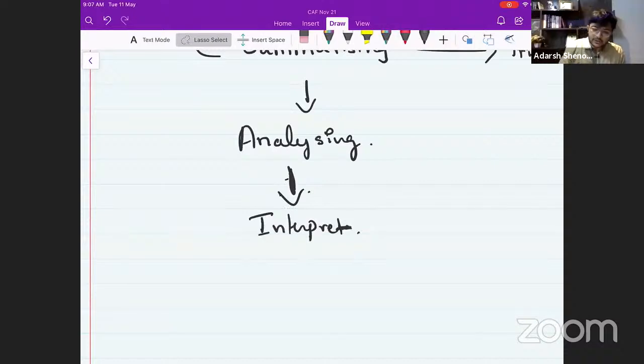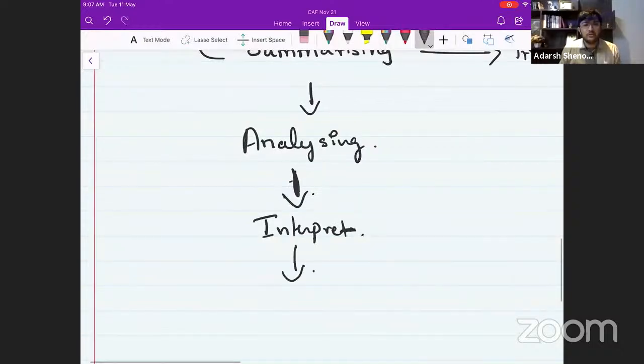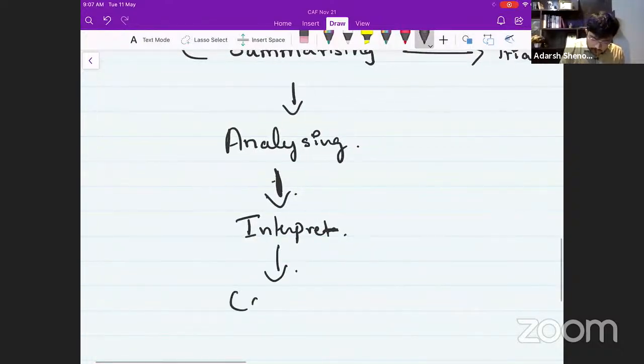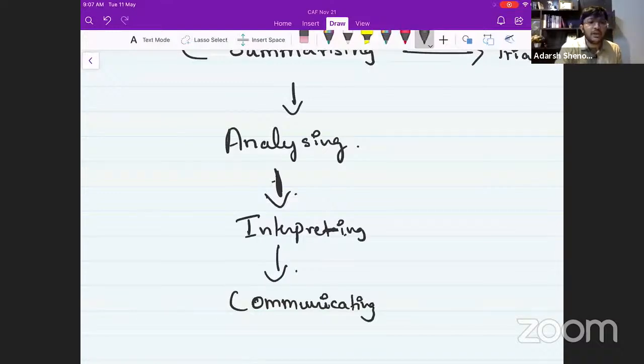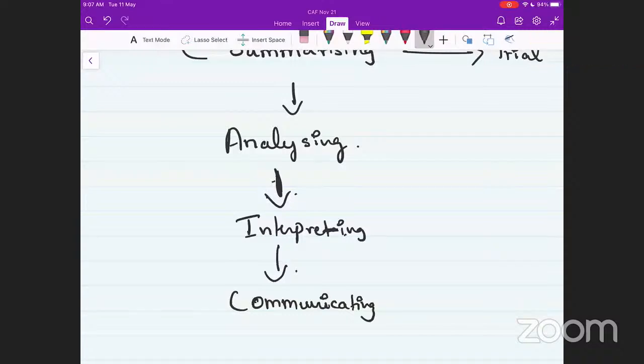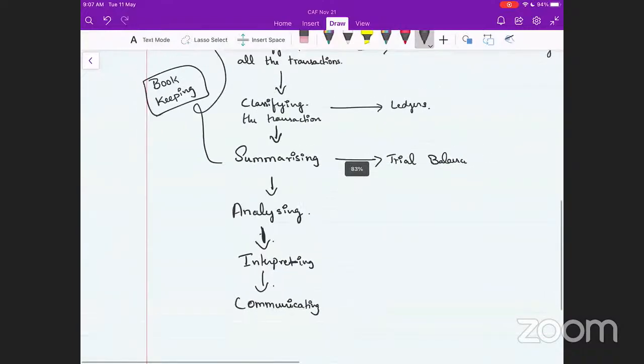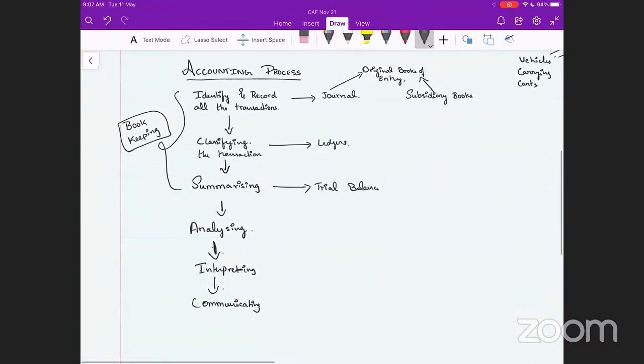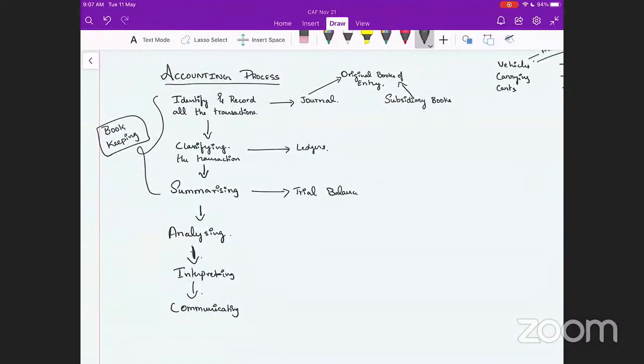And then finally, is it sufficient that we read it? No, we have to communicate what we read. So the next part is communicating what we have read to the users of the financial statements. Okay, what I want you to do right now is take all this down quickly. I'll give you 3 minutes to take it down.